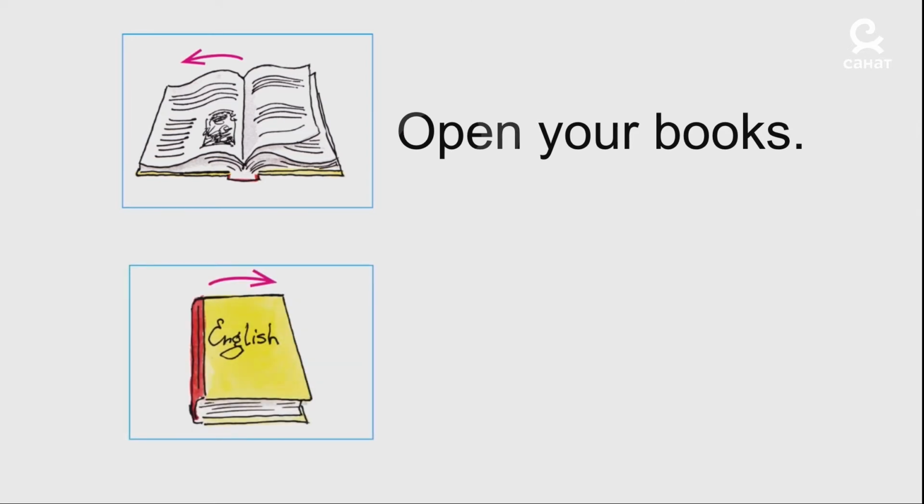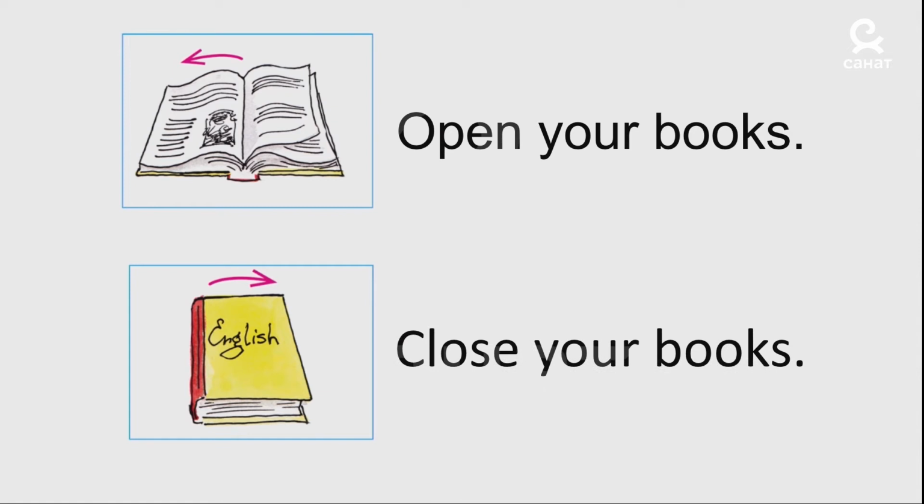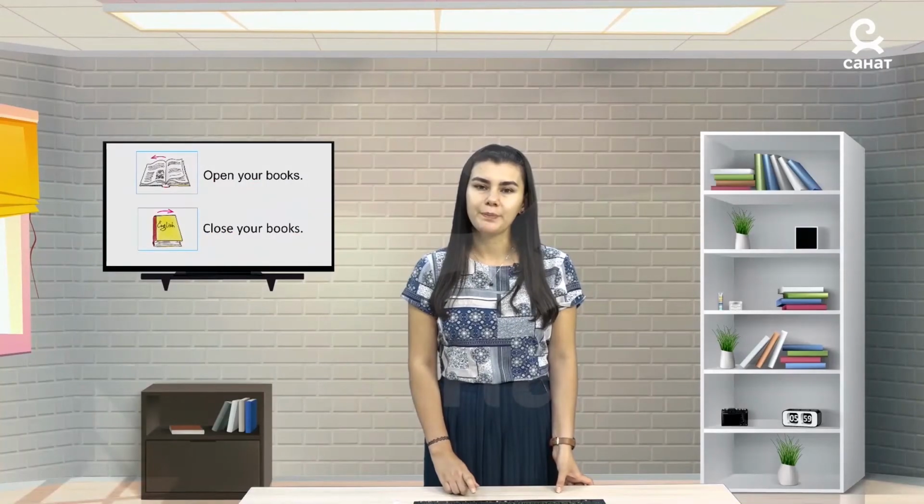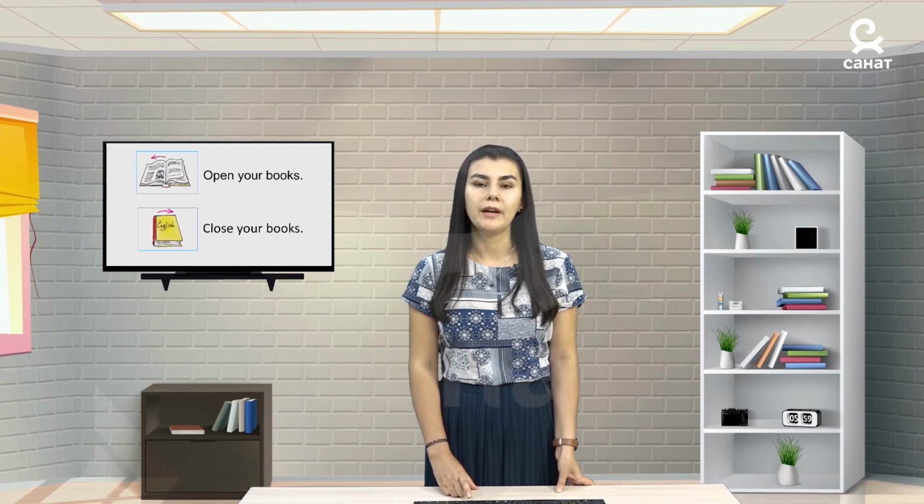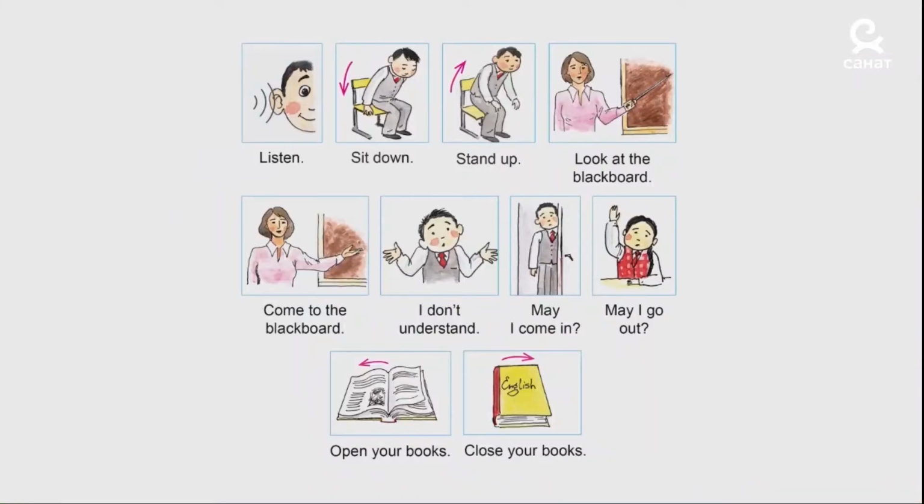Okay, close your books. Say it again. Close your books. Repeat after me one more time. How do we spell the word close? C-L-O-S-E. Close your books. Okay, open your copybooks now and copy these phrases into your copybooks. Great. Now, listen to the phrases, repeat them, and point at the correct picture.